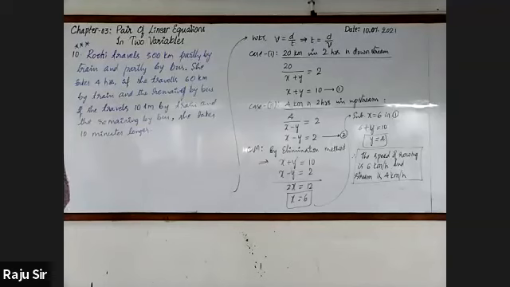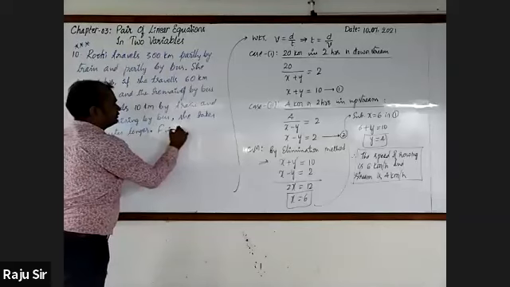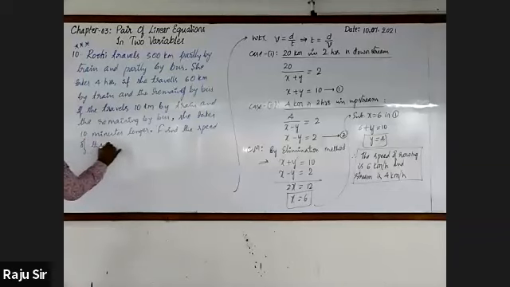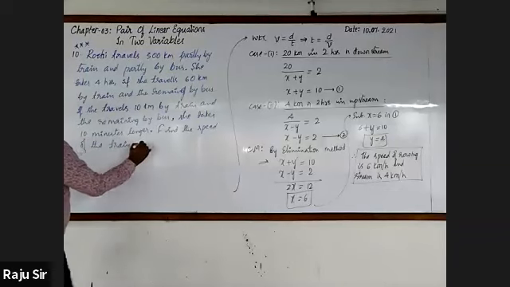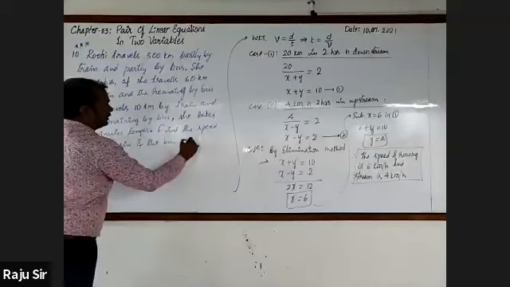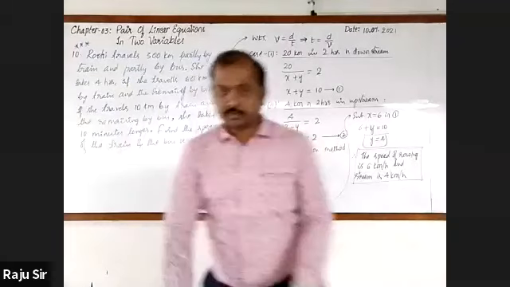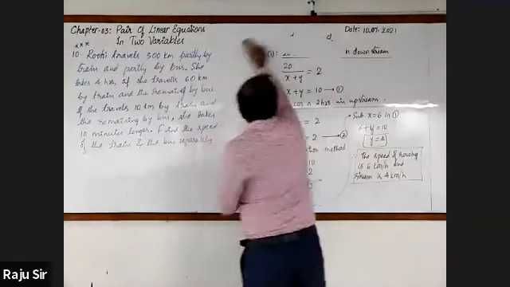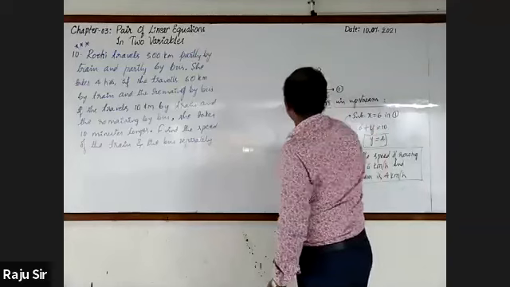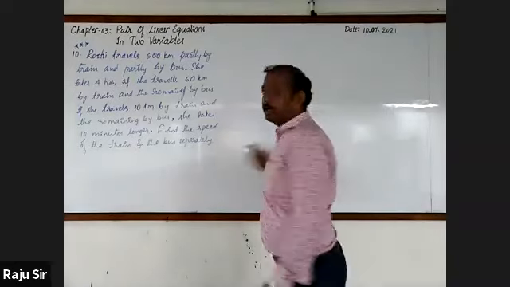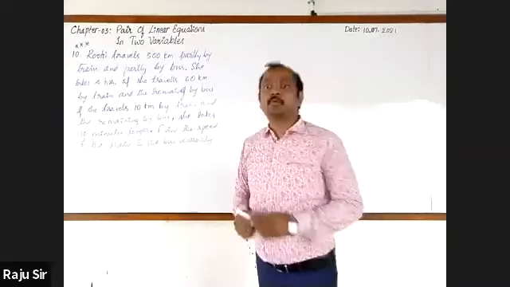So with this information, we have to find out the speed of the train and the bus separately. Find the speed of the train and the speed of the bus separately. First I'll give you a brief explanation regarding the statement, and then afterwards you can go for solving it.